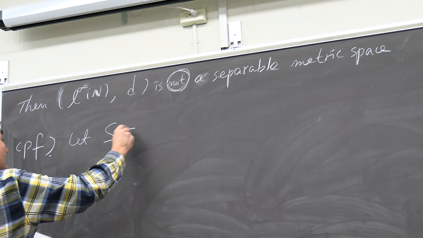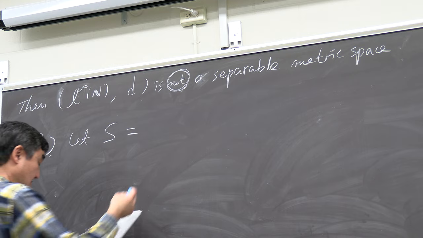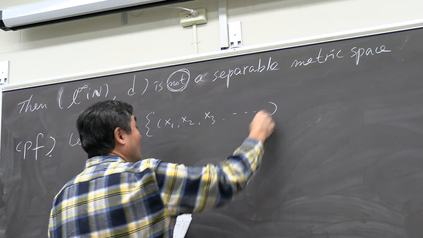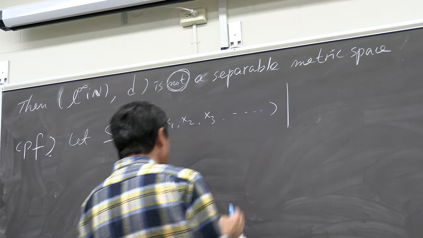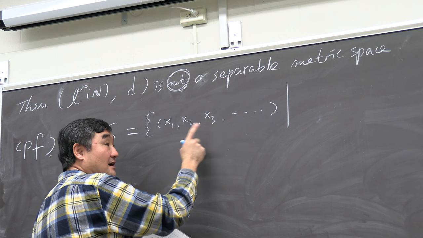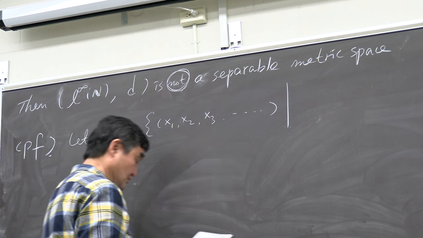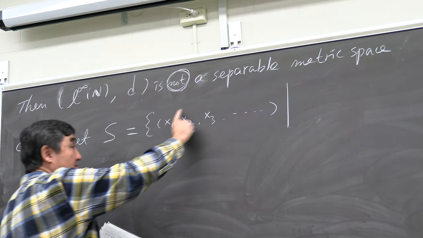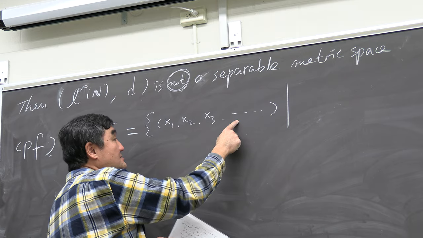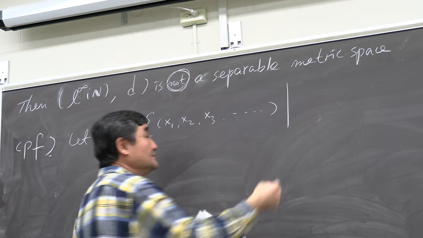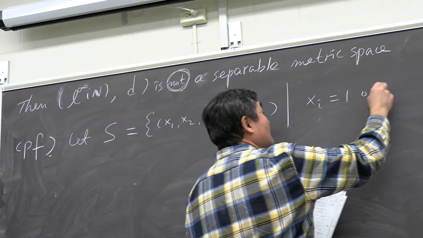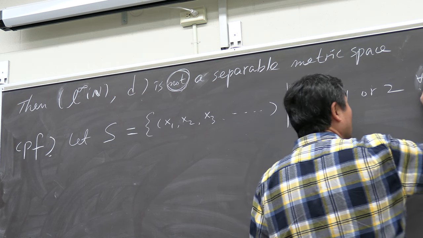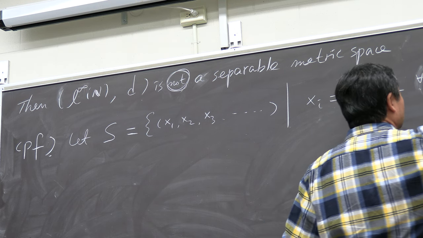Let capital S be the collection of all real sequences such that the components of the sequence are only positive 1 or positive 2. So that subset S is a collection of real sequences such that all components of the sequence are only 1 or 2, for all i from 1 to infinity.